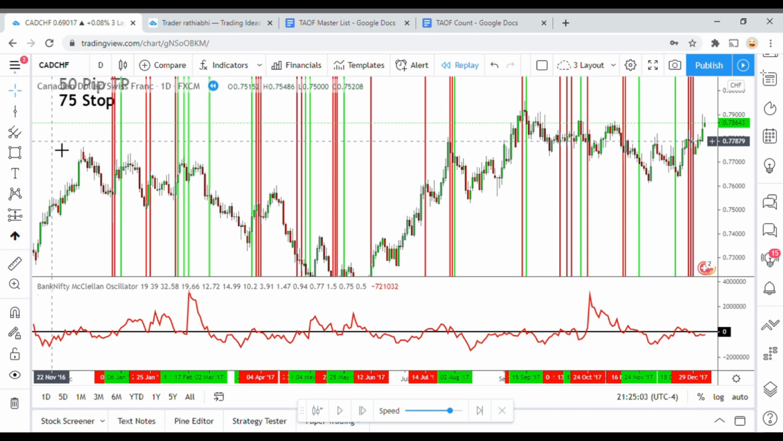So 41 trades altogether, and we have 1, 2, 3, 4, 5, 6, 7, 8, 9, 10, 11, 12, 13, and 14. And so, unfortunately, that is not going to meet the 60% criteria.